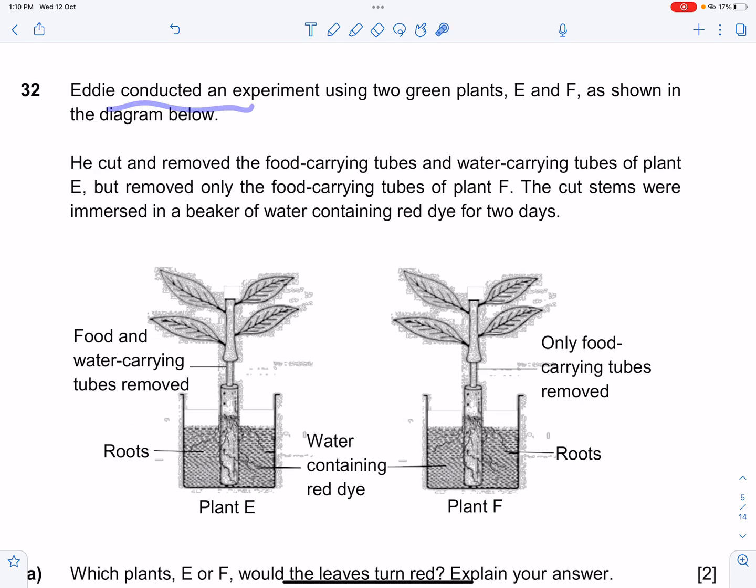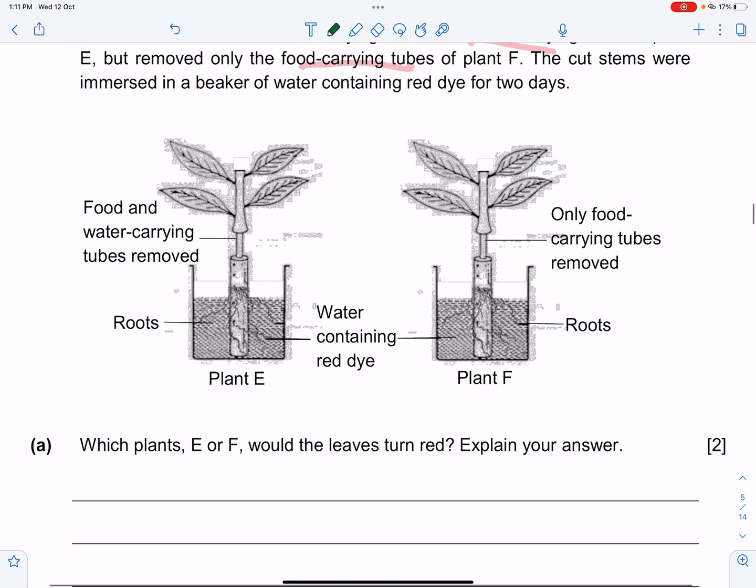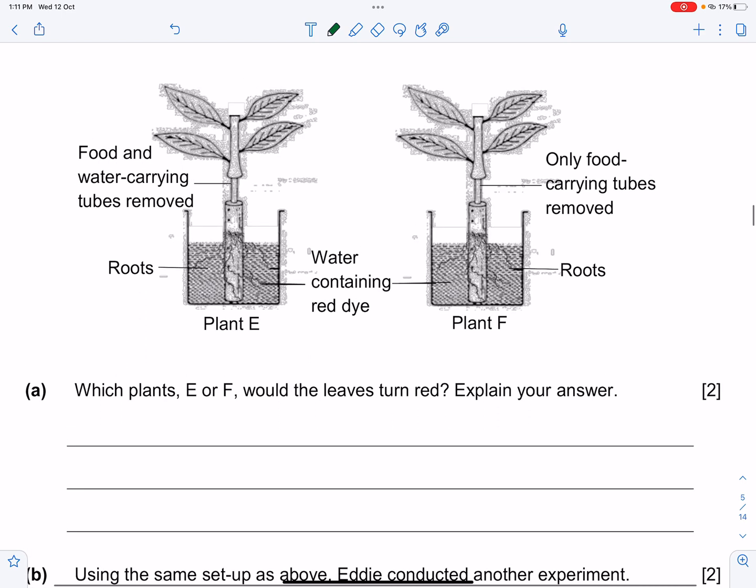Eddie conducted an experiment using two green plants, E and F, as shown in the diagram. So this is an experimental question. Your changed variable needs to be identified. He cut and removed food carrying tubes and water carrying tubes of plant E, but removed only the food carrying tubes of plant F. So this over here would be your changed variable. Okay, the cut stems were then immersed in a beaker of water containing red dye for 2 days. Which plant, E or F, would the leaves turn red? Explain your answer.